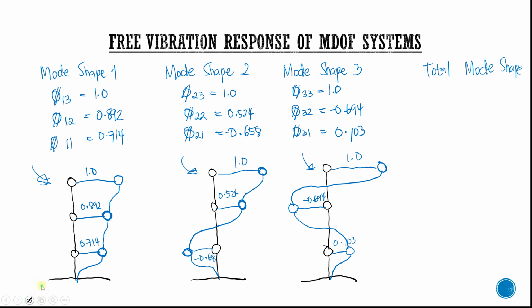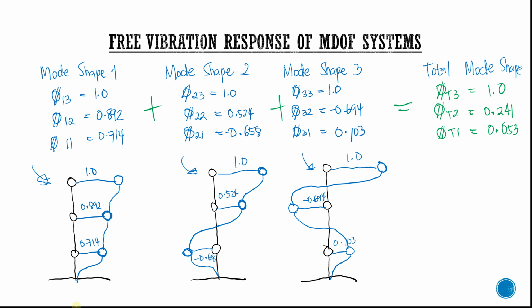Now, we're going to calculate the total mode shape. You just get the average of these, and that will be your total mode shape. So the total mode shape for the topmost floor, that is 1 plus 1 plus 1, that is 3, and then get the average, divided by 3, that is still 1.0. For the second floor, if you get the sum and then the average of that, you'll have 0.241. And then for the first floor, the average is 0.052.